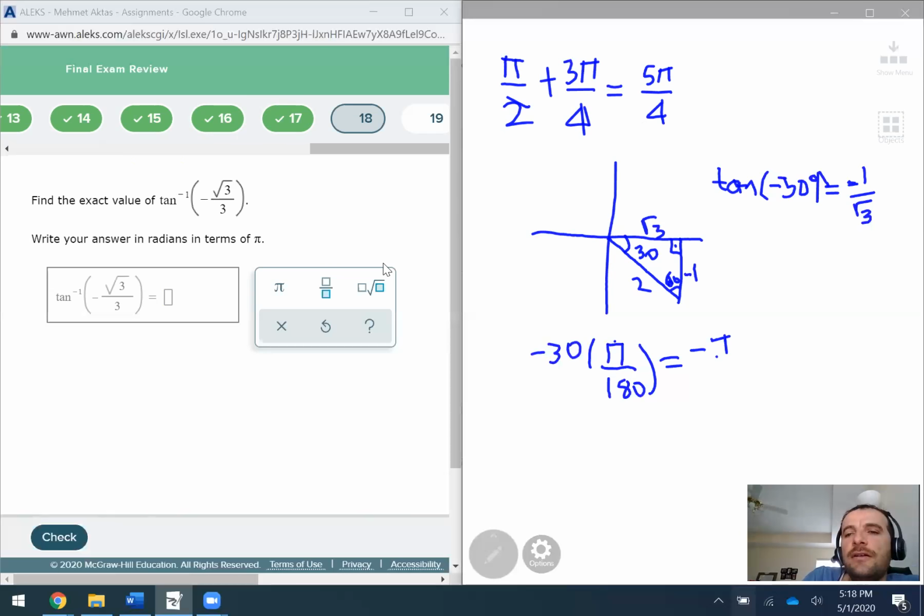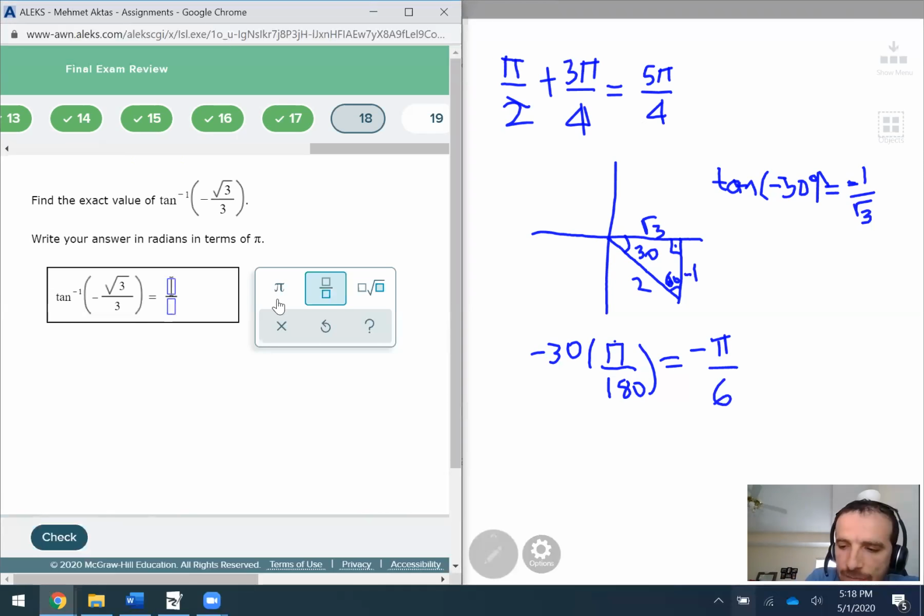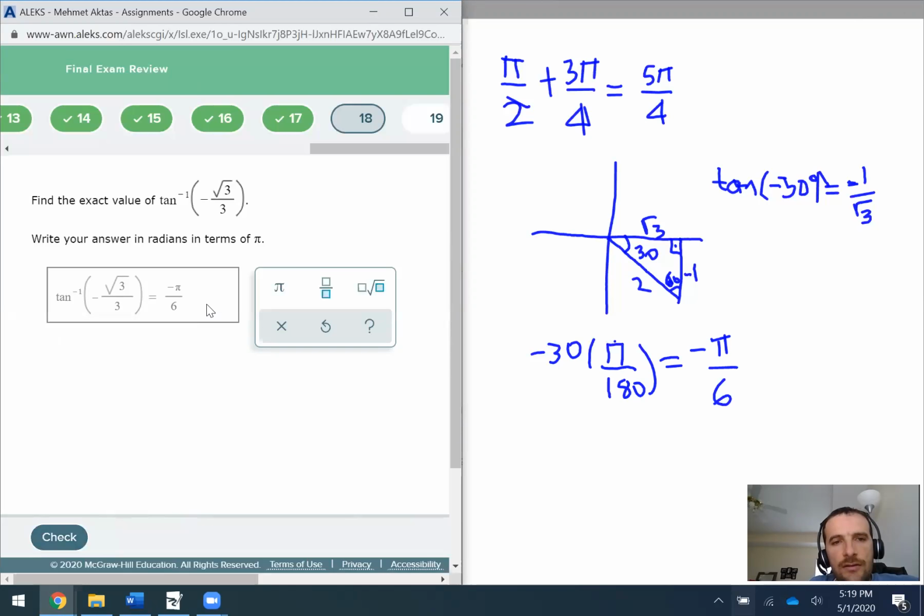Okay. I think I'm done. Let's put the answer. Negative pi over 6. And don't forget the range of tangent inverse is from negative pi over 2 to pi over 2, right? It is either fourth quadrant or first quadrant.